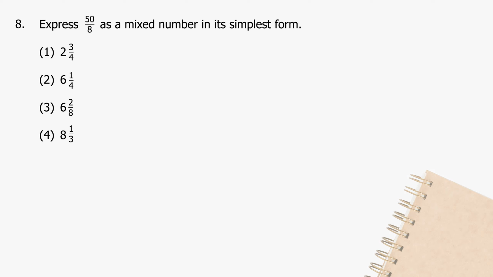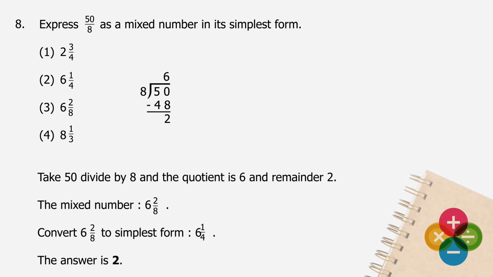Question 8. Express 50/8 as a mixed number in its simplest form. Take 50 divided by 8, and the quotient is 6, and remainder 2. The mixed number will be 6 and 2 over 8. Convert 6 and 2 over 8 to simplest form will be 6 and 1/4. The answer is 2.